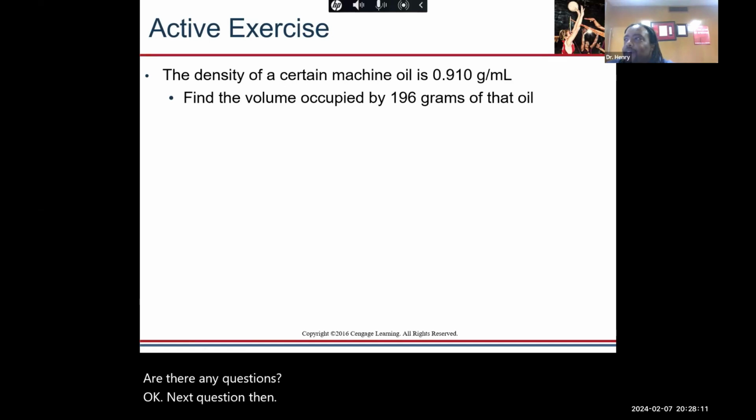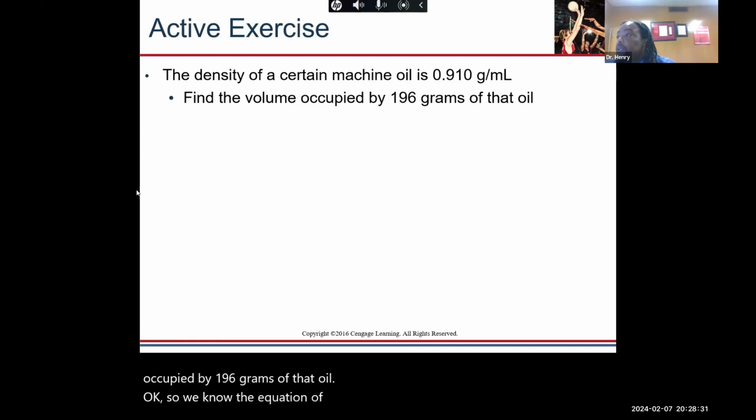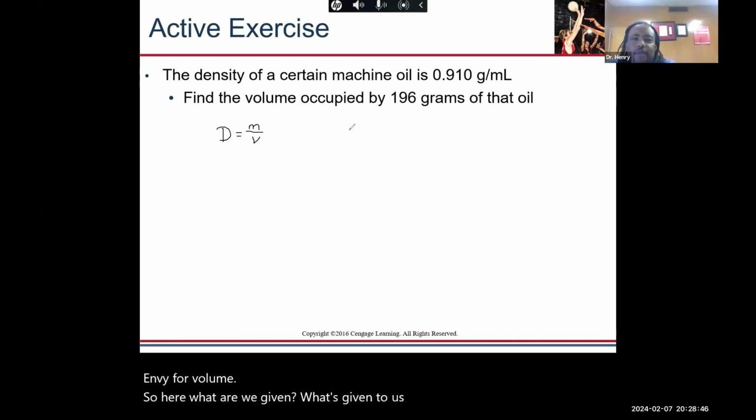So the density of a certain machine oil is 0.910 grams per milliliter. Find the volume occupied by 196 grams of that oil. Okay, so we know the equation of density. So we're just going to use D for density. And of course, it's M for mass and V for volume. So here, what are we given? What's given to us in this question?